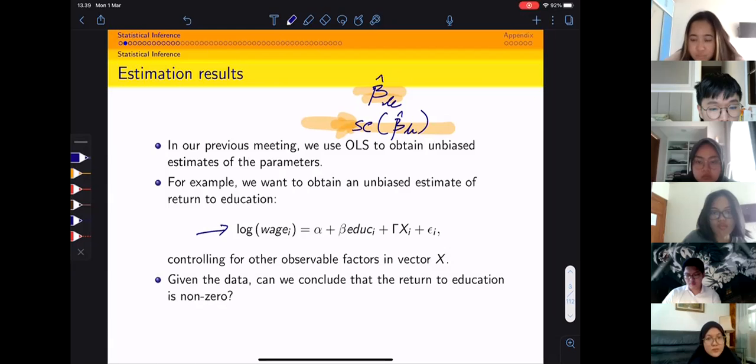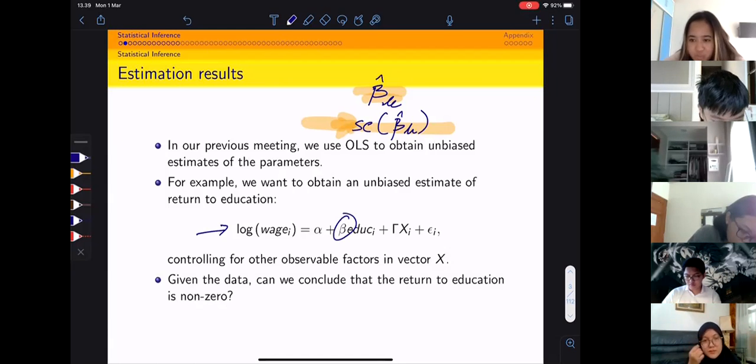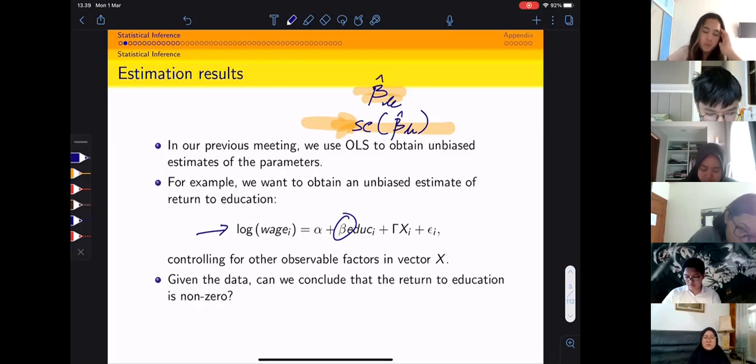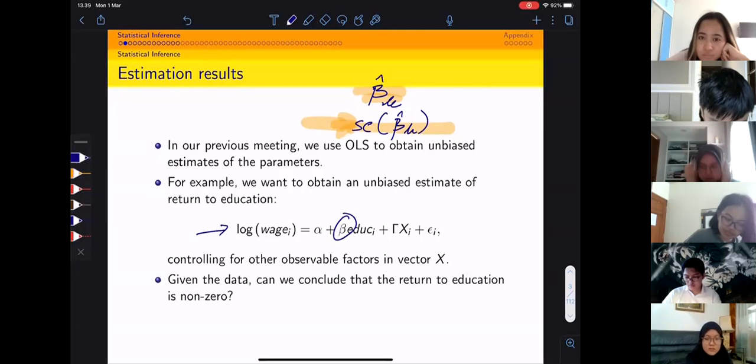Yeah. So the beta associated with the education variable is going to be the parameter that illustrates the returns to education. So we're really interested in estimating the beta. Again, we don't know the value of beta because it's a parameter in the population. And so we're trying to use a random sample to estimate the beta. Okay. So that's the idea.